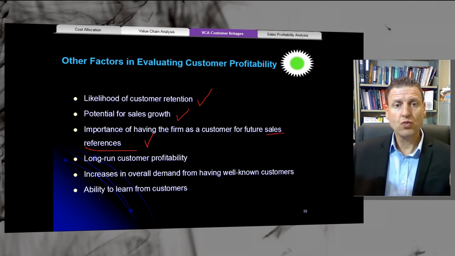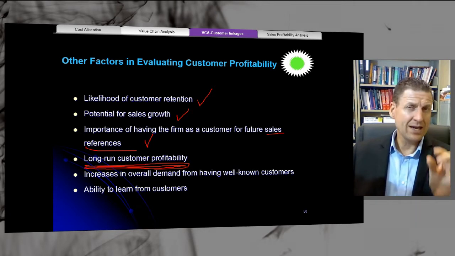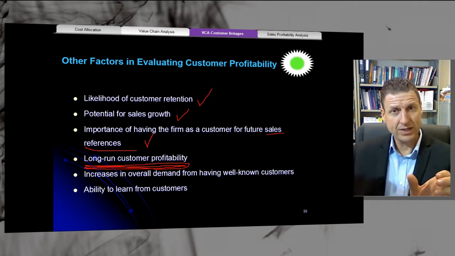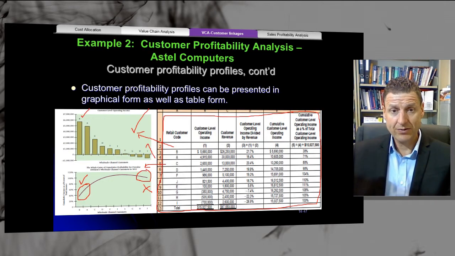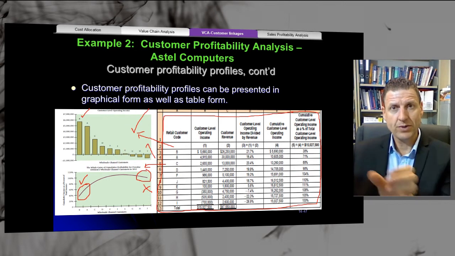What about long-run customer profitability? Yes, again, we want to understand the profitability of customers over the long run and not just in one period. So we may want to track a trend. When we go back to here and look at the customer profitability profiles, we may want to look at this over a 3-period term.